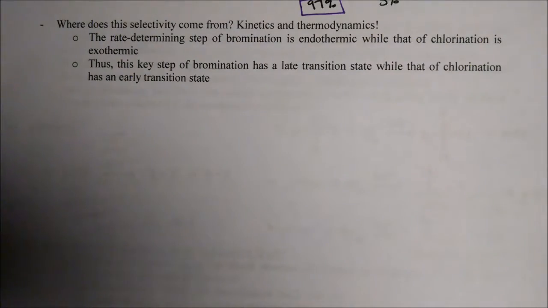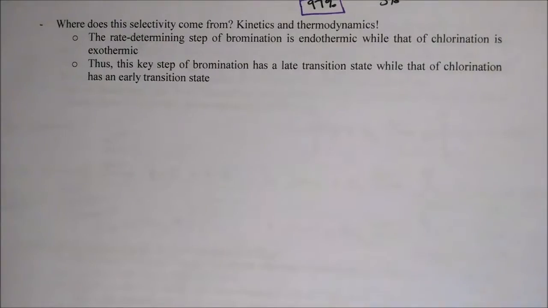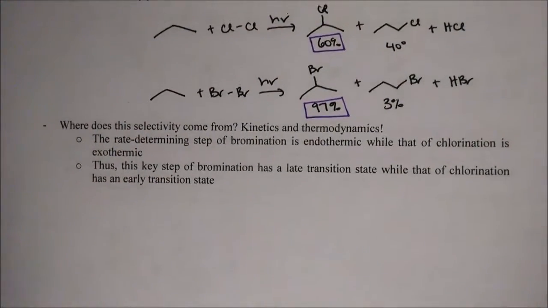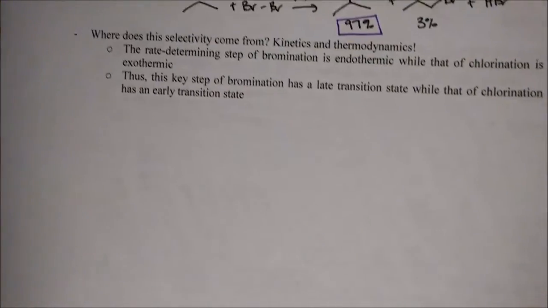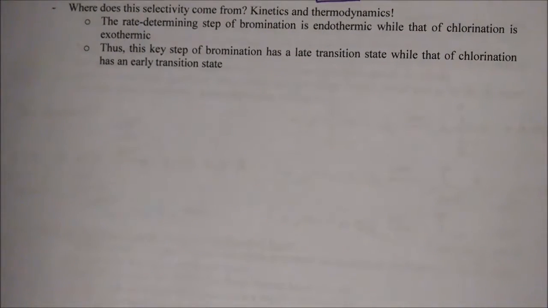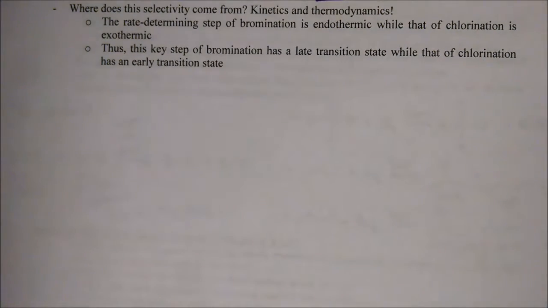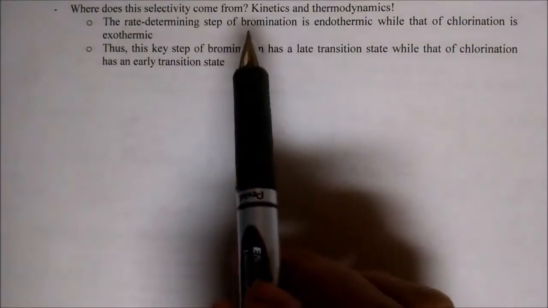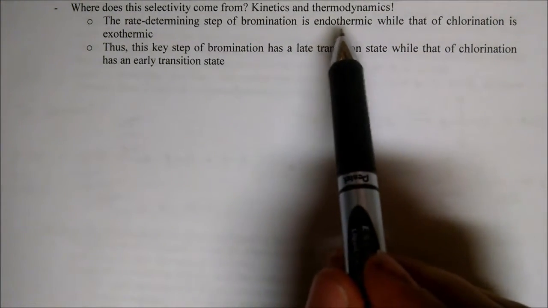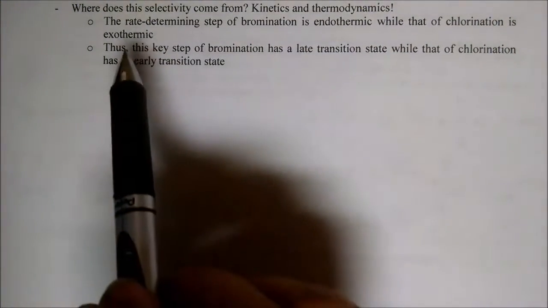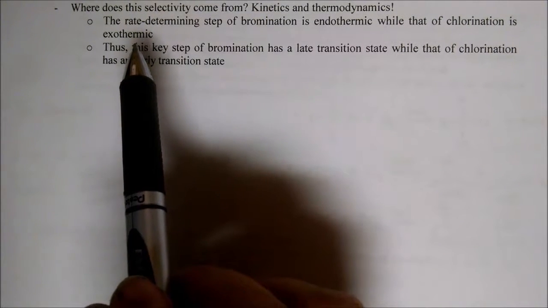So where does this selectivity come from? Why is it so different between the bromine and the chlorine? And the answer belongs in those first two handouts we saw, kinetics and thermodynamics, from chapter 4. The bottom line is that the rate determining step of bromination is endothermic, while that of chlorination is exothermic. So we're going to go through and calculate this.